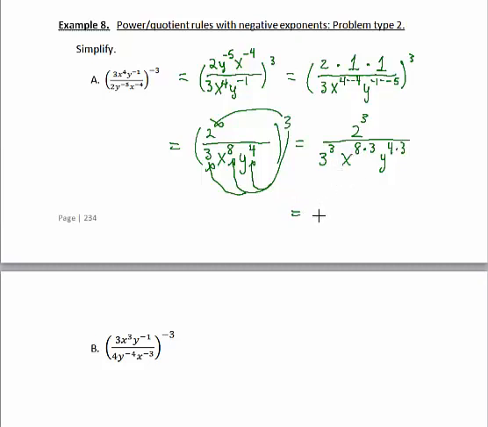So in the end, we get 2 to the 3rd power on the top, which is an 8. 3 to the 3rd power is a 27. 8 times 3 gives us an x to the 24th, and y has an exponent of 12. 4 times 3 is 12.